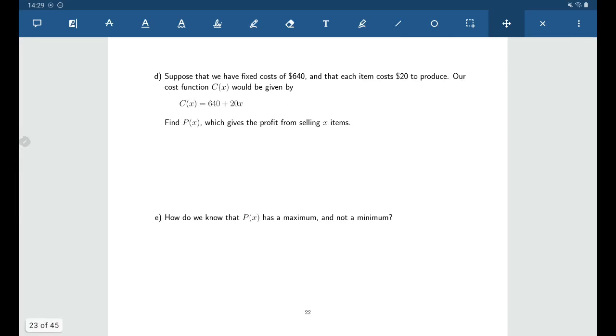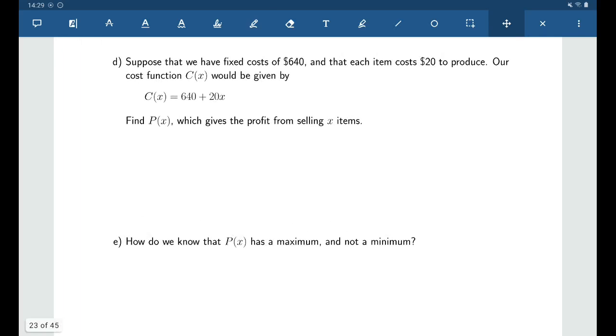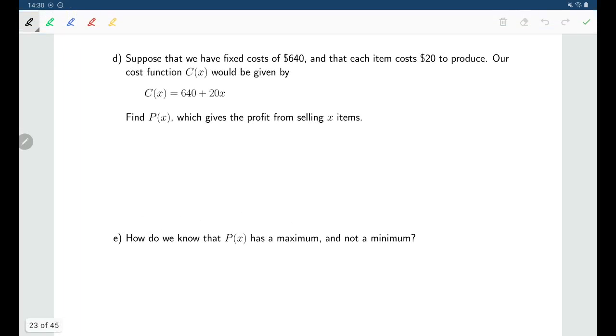Now, we've got a follow-up question where we now have a cost equation given to us. And this is one that we probably could have created ourselves if we had just had the little sentence above. Fixed costs of $640 means that we will always have a cost of $640 no matter how many things we produce. That's why in our cost function, 640 is the constant term. And every item costs $20 to produce, so we'll spend $20 times the number of items that we produce, or $20 times x. That's where our cost equation is coming from.